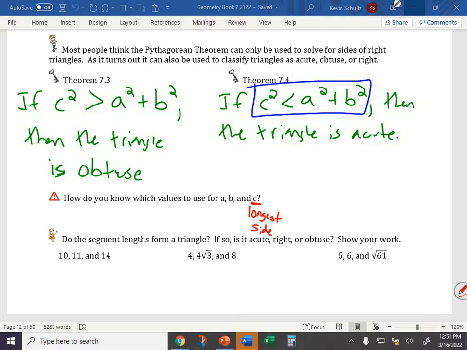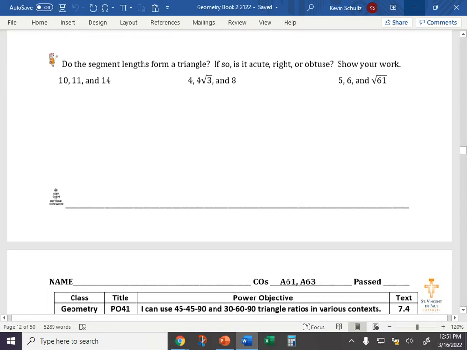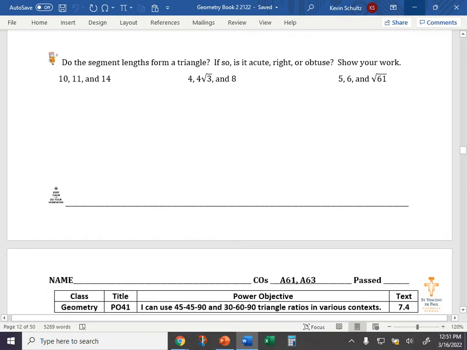All right. Questions on this so far? We feel like we have the relationships. Okay, let's practice then. I've got 3 sets down here. Do the segments form a triangle? If so, is it acute, right, or obtuse? Show your work. 10, 11, 14.